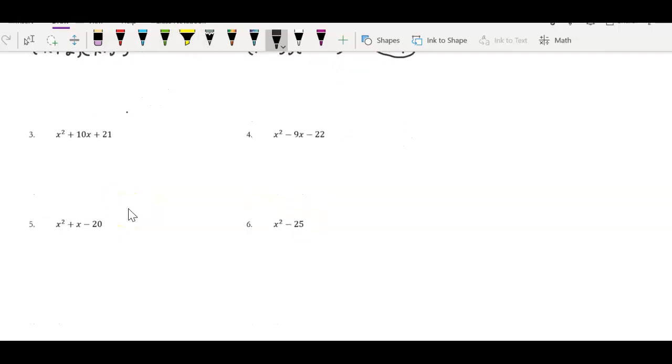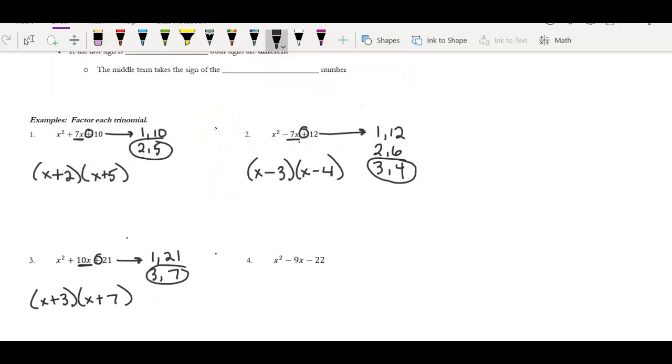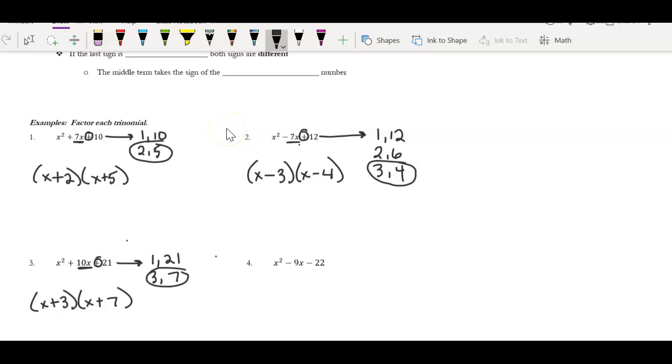Okay, so factors of 21: 1 and 21, 3 and 7. And so I'm adding to get 10. The only numbers that add to give 10 are 3 and 7. X with 3, X was 7, and the only way I can get a positive 10 is if they're both positives. So what we've had is 3 examples that have an adding.